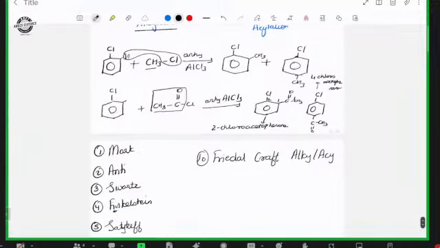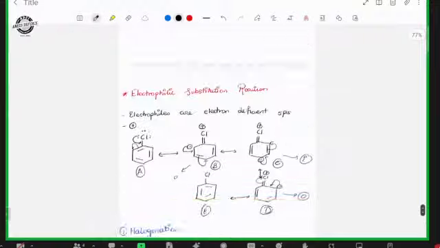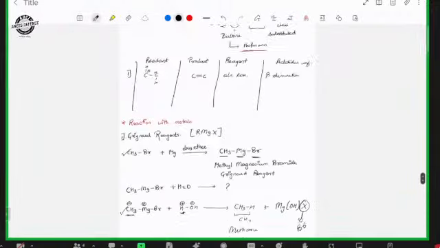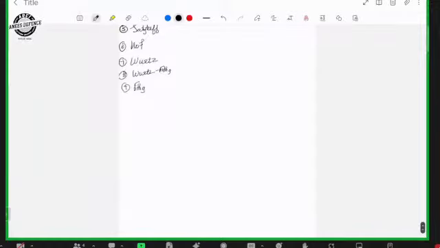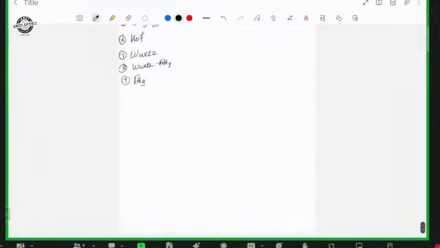So these were the topics which we completed. Now let us see some basic questions, PYQs of this chapter. If we are solving it, then we'll come to know how much we have studied.